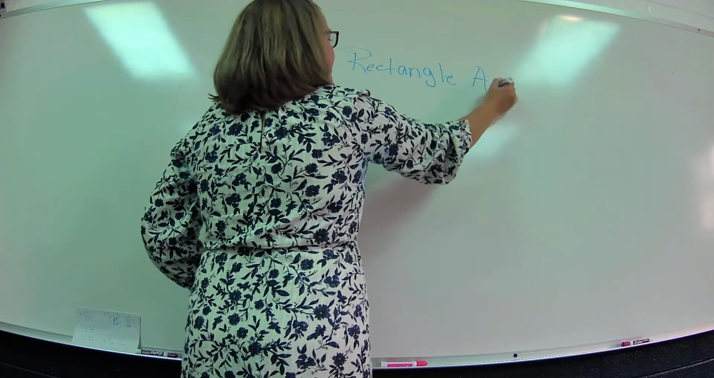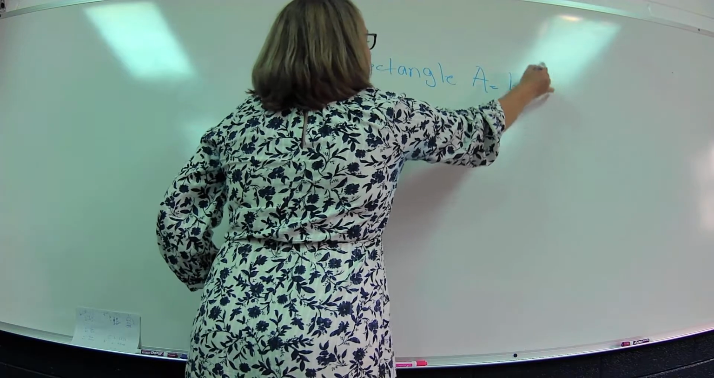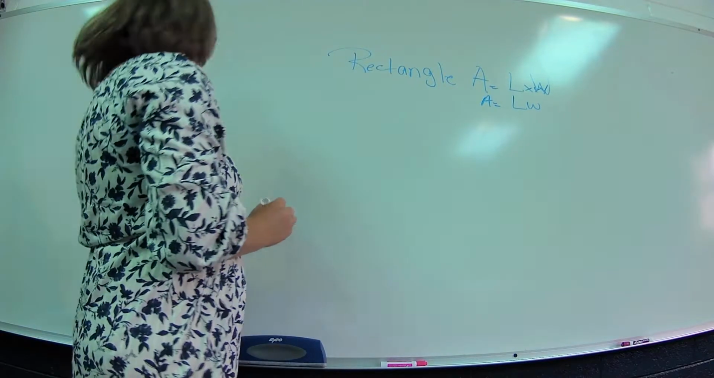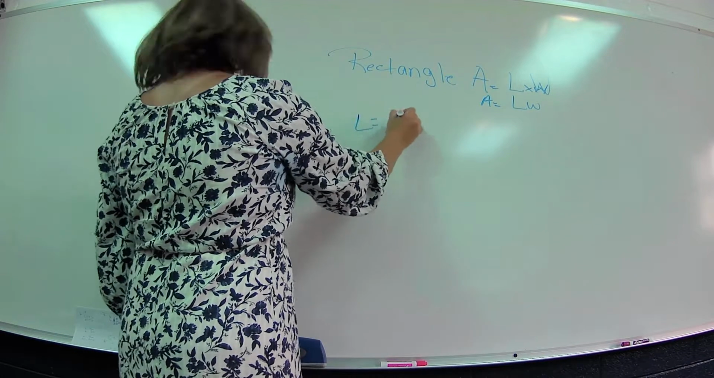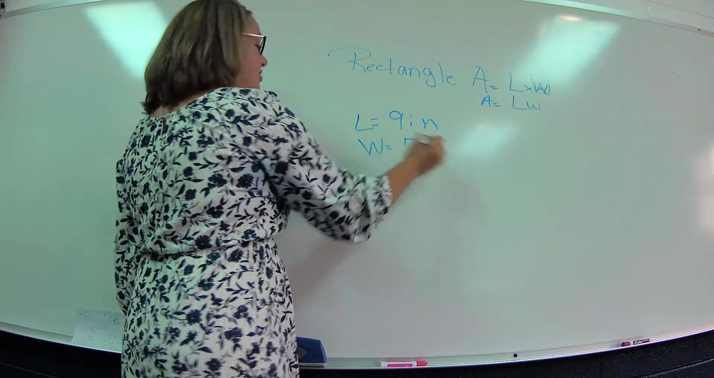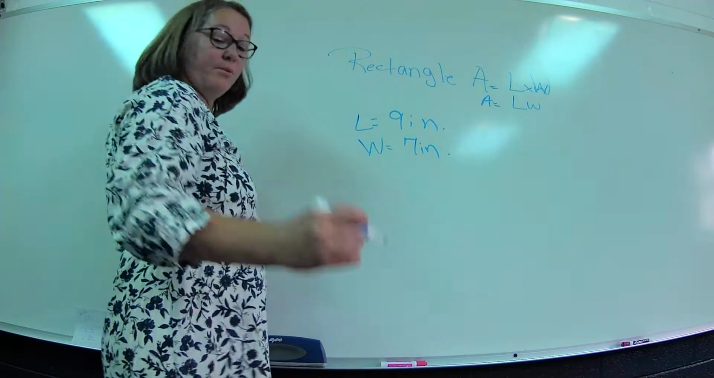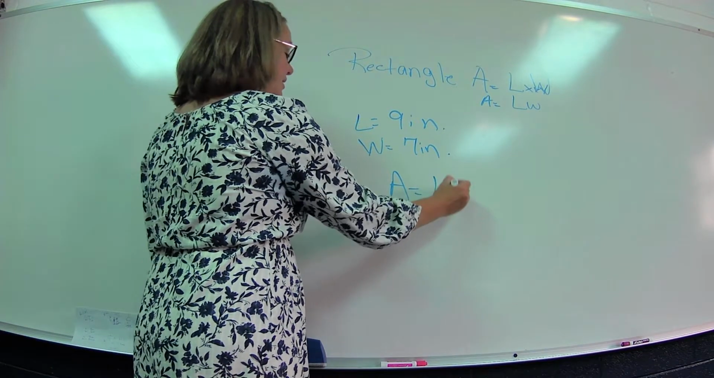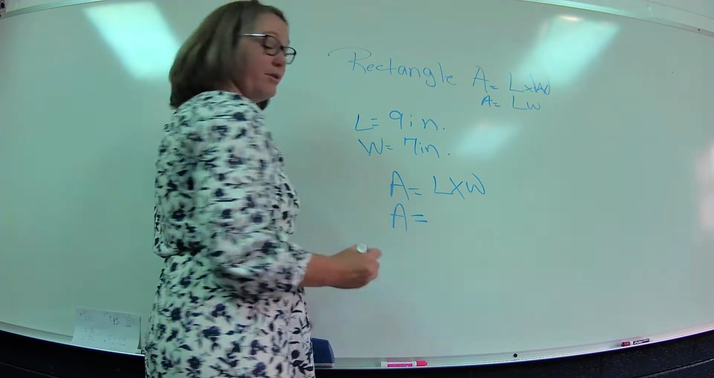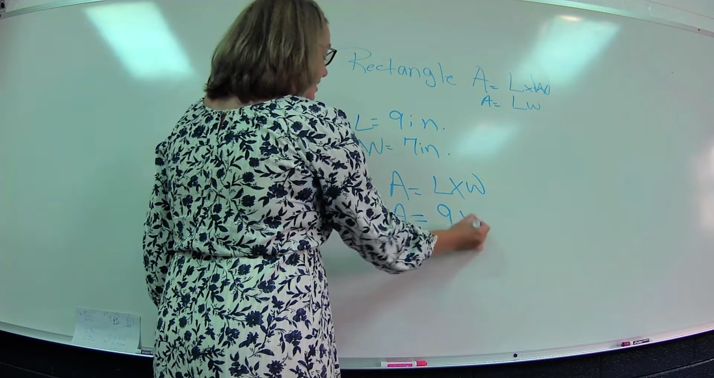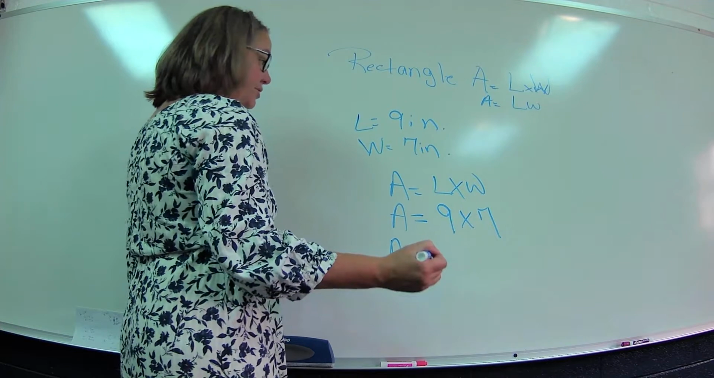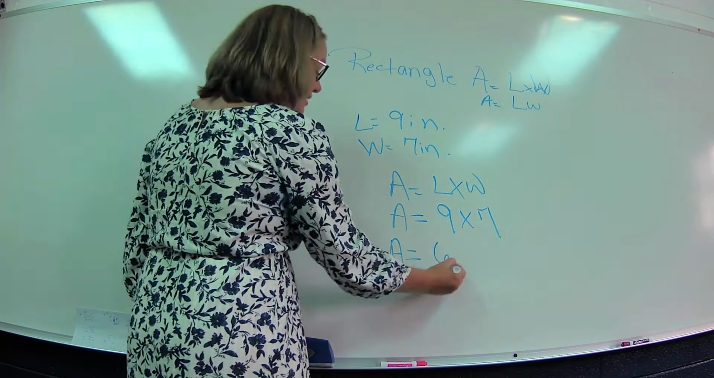So area equals length times width. We have a length of 9 inches and a width of 7 inches. We write our formula: A equals length times width. We plug in our values. Area equals, remember, length is always long, 9 times 7. Now we have area equals 9 times 7, which gives me 63.